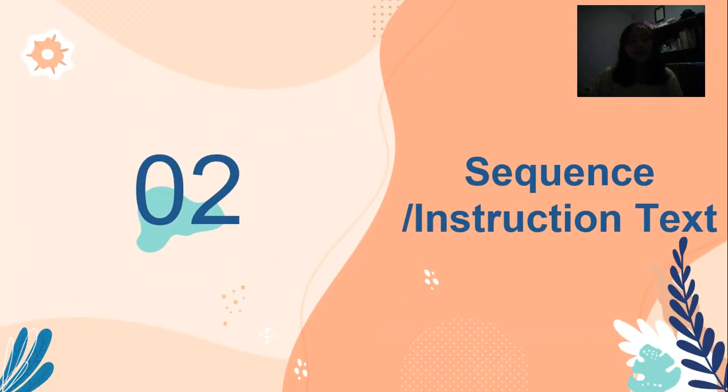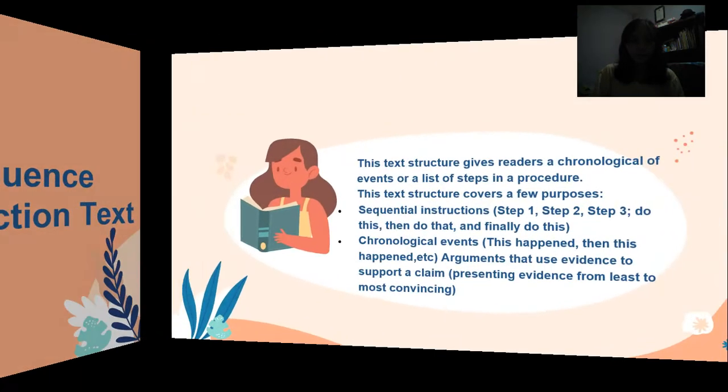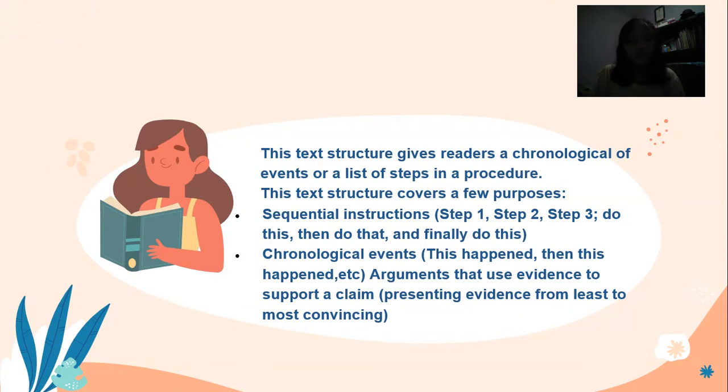Then the second, I will explain about sequence or instruction text. This text structure gives readers a chronological of events or a list of steps in a procedure.